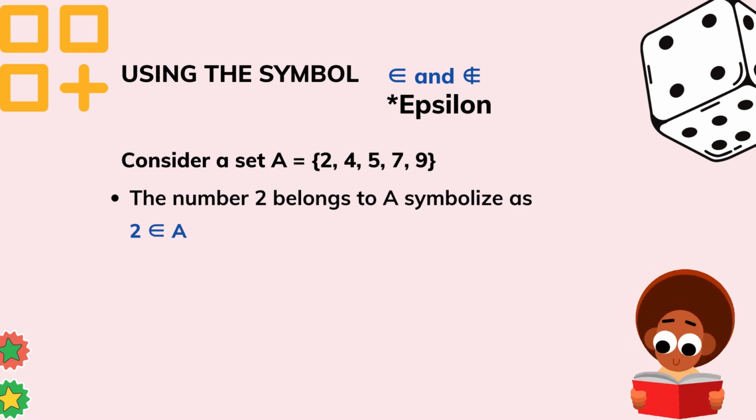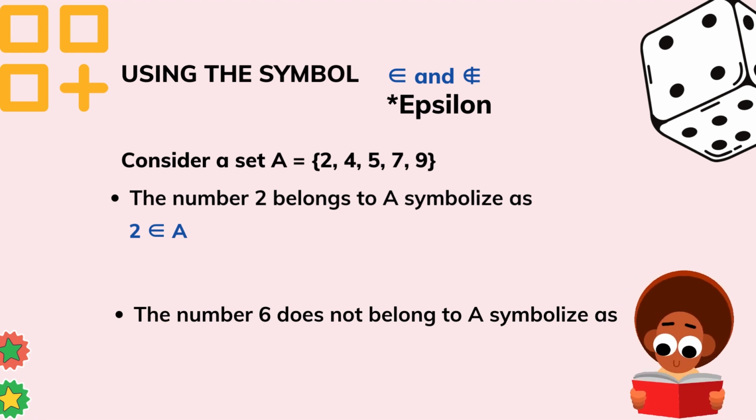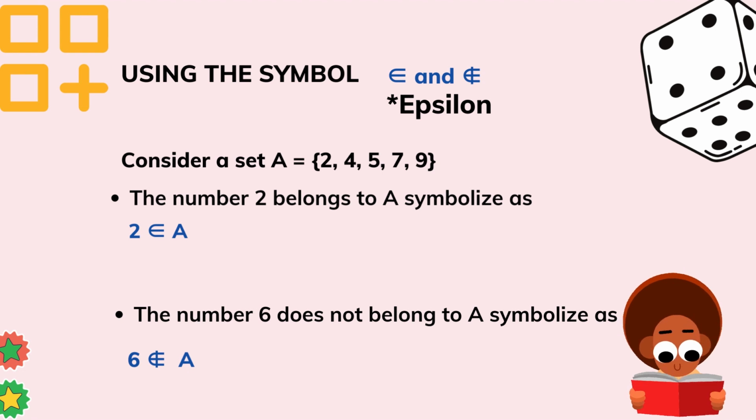However, if you look at the other example, 6 is not an element of set A. So how would you write this in a proper manner? In order to write this, it's the same way except that you put a cross or a cancellation sign on the Greek letter epsilon that symbolizes that 6 is not an element of set A.